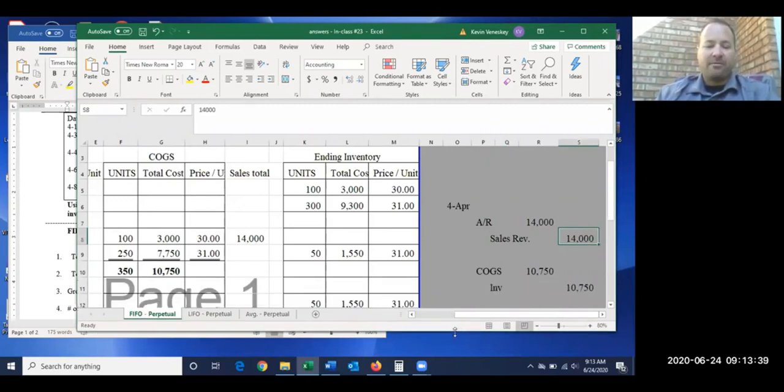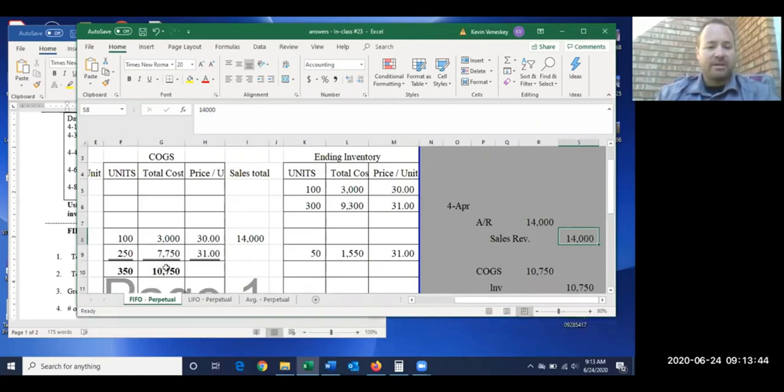And then I figured out by using my chart what my cost of goods sold was, the $10,750. If I didn't do the FIFO, I wouldn't have known what my cost of goods sold was. I could have come up with a pretty good idea, but it wouldn't have been the exact number that we need to use in accounting. So debit, cost of goods sold, credit, inventory. Just like what we did in chapter 4. Now we're doing it by doing FIFO, LIFO, and average cost.